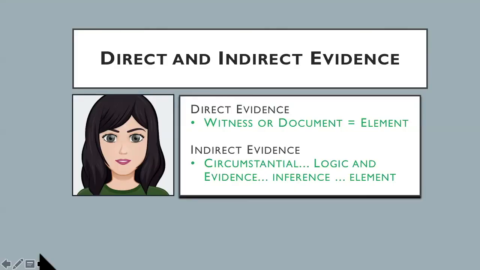Indirect evidence is also called circumstantial, and that's when you have to combine logic and evidence and make an inference that leads you to the element. There's some space between the evidence and establishing that ultimate fact or element that you have to prove. So you do have to prove copying in the copyright case, but it's usually indirect evidence of copying, because often the person who's copying is on a computer somewhere else, and you don't have any direct witness or document, any direct evidence proving that element of copying.